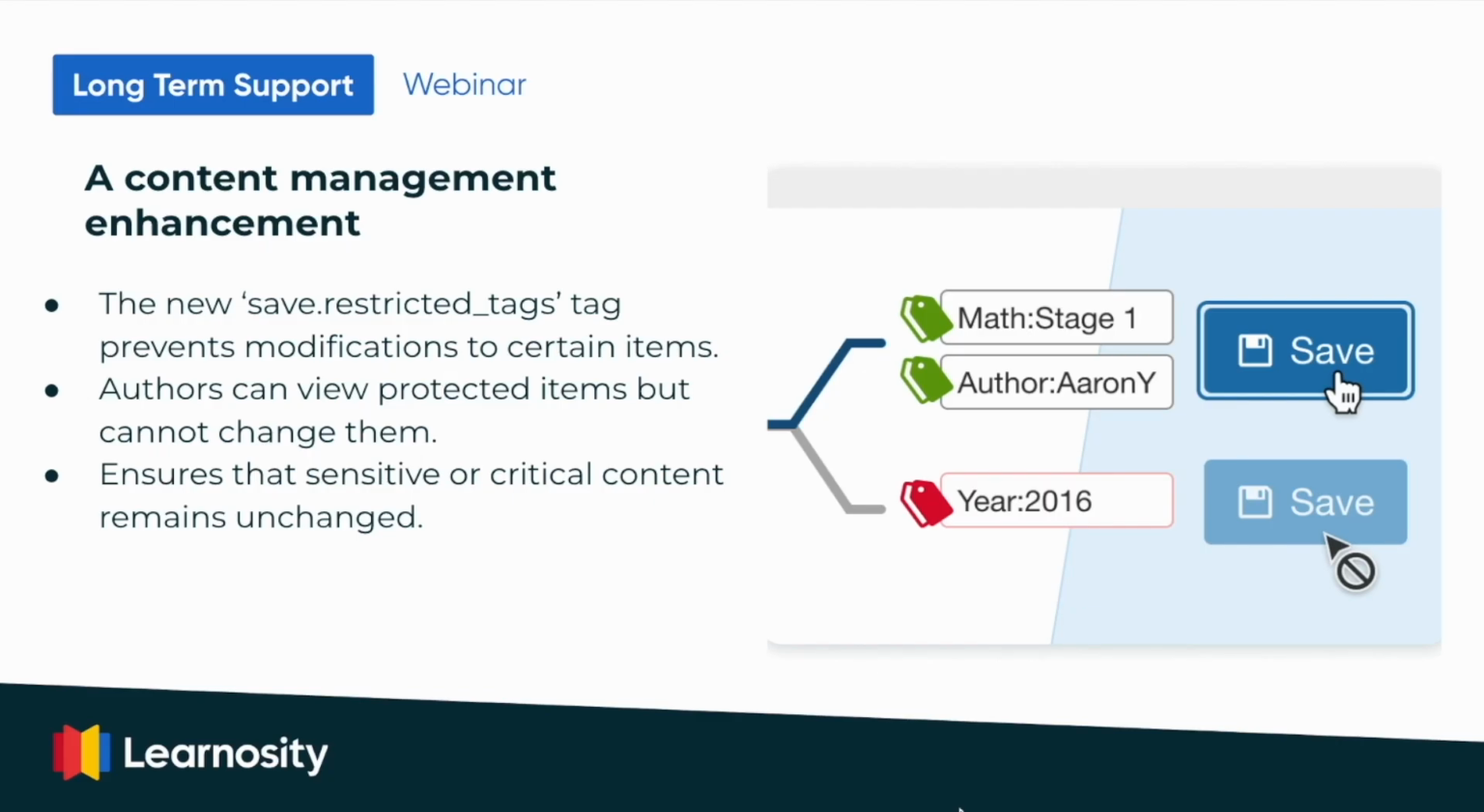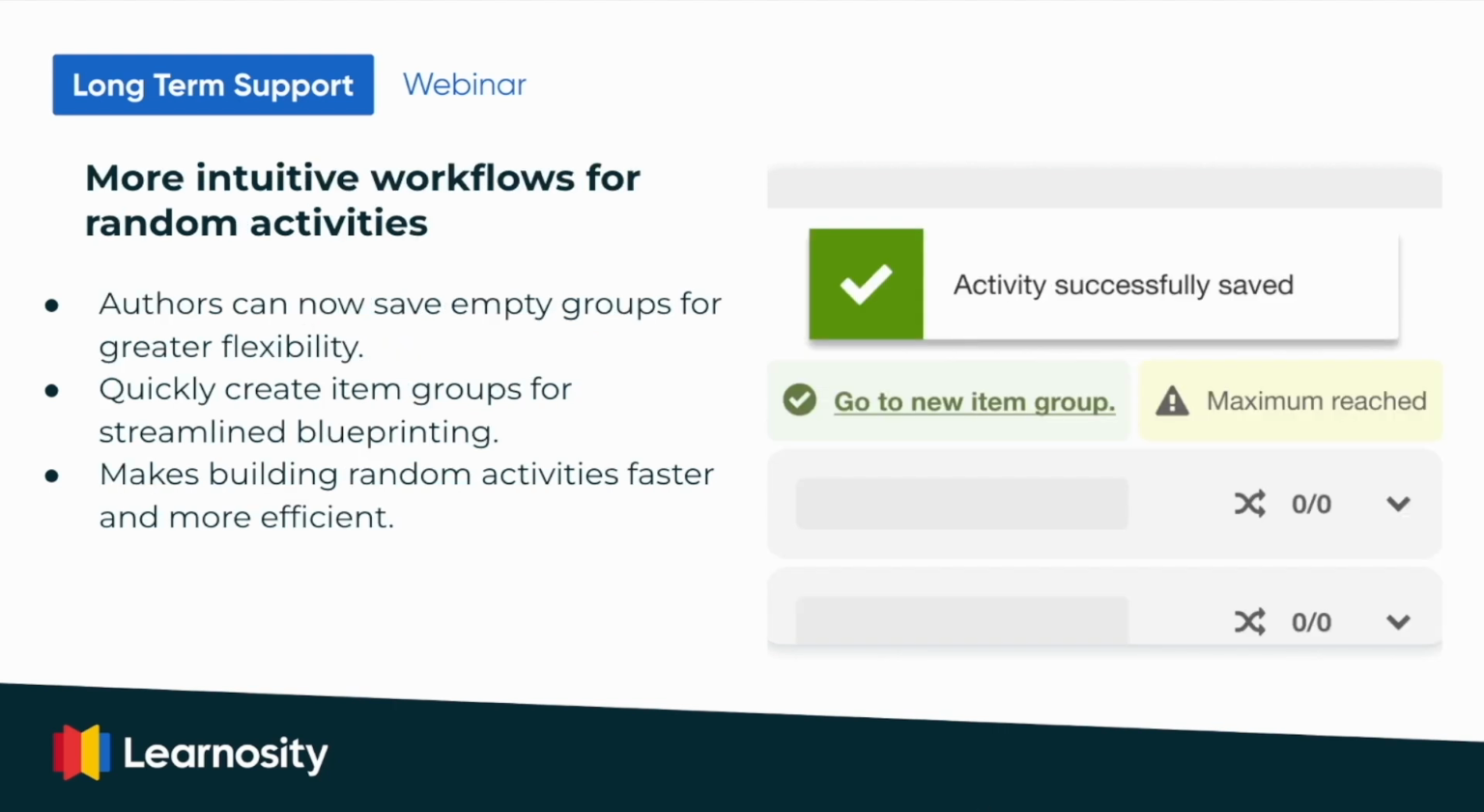The new save restricted tags tag lets authors view but not modify certain items and activities, ensuring protected content remains unchanged. Authors can now save empty groups and quickly create item groups for flexible blueprinting. This makes building random activities faster and easier.